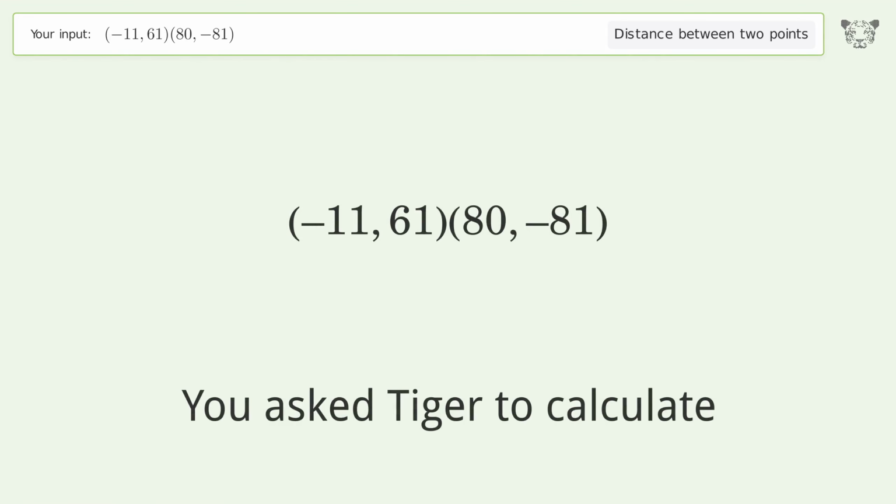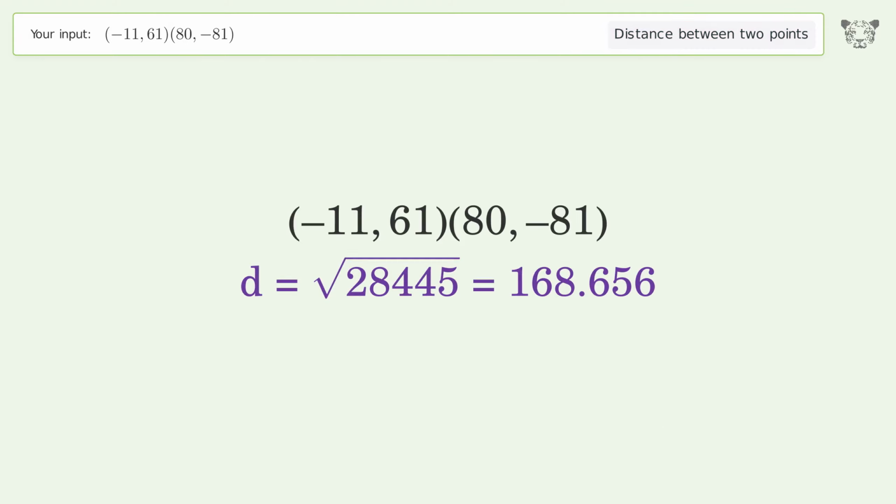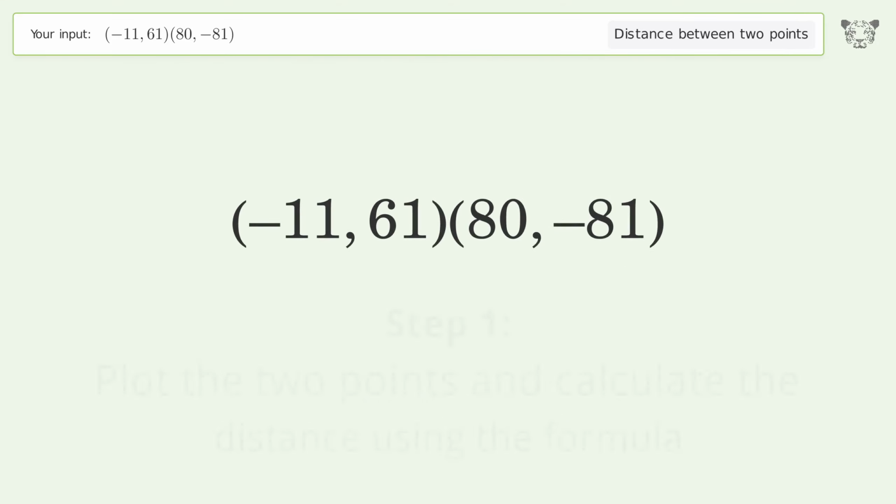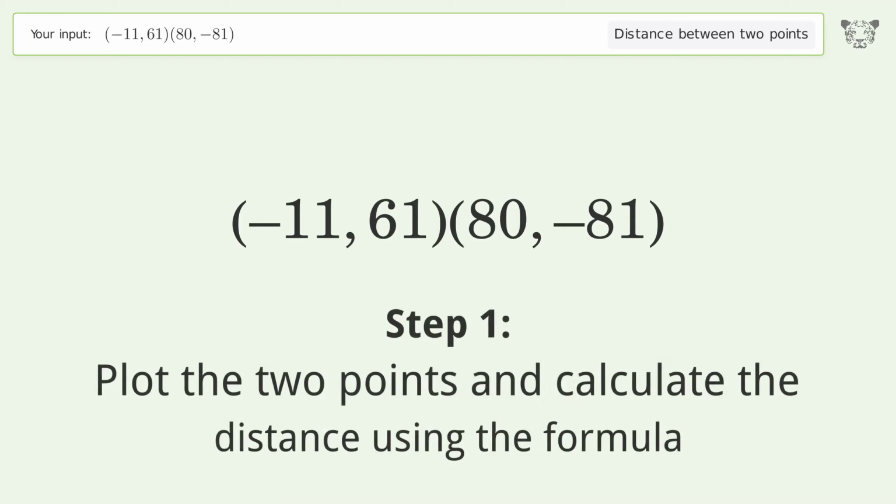You ask Tiger to calculate. This deals with the distance between 2 points. The distance between the 2 points is the square root of 28,445 or 168.656. Let's solve it step by step. Plot the 2 points and calculate the distance using the formula.